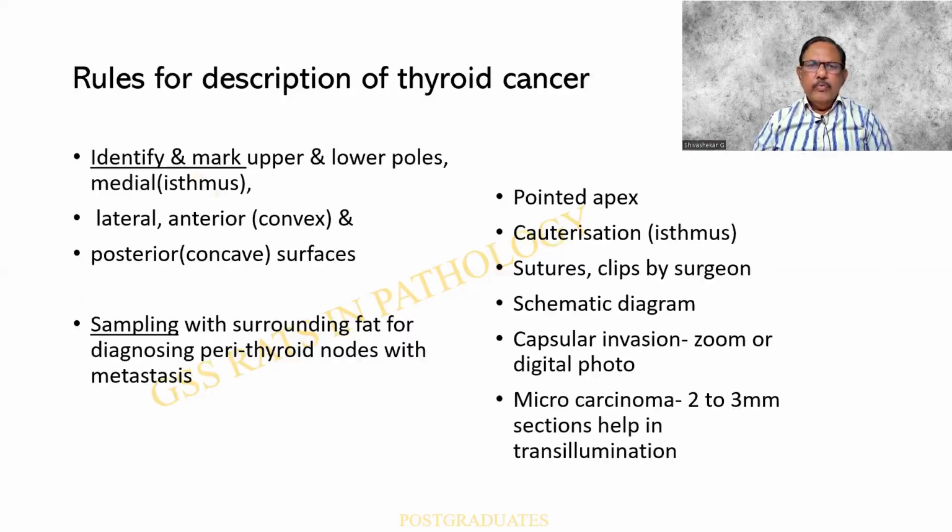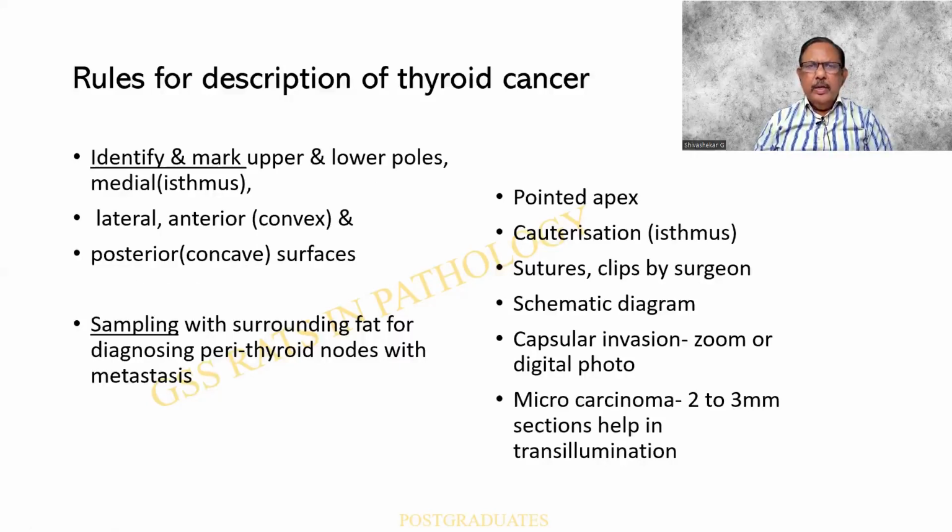What are the rules for any description? 1. Identify and mark the upper and the lower parts. We are marking it because once you cut the specimen, you cannot reorient it. As I told you, the lateral, anterior, and the posterior concave surfaces can be identified. Sampling should be done with the surrounding tissue.